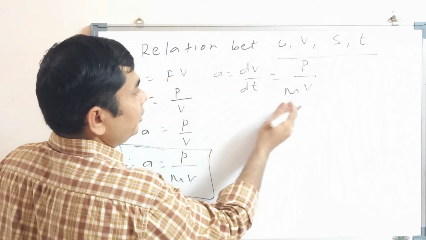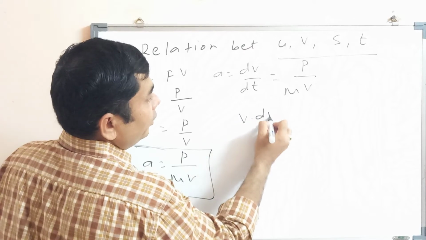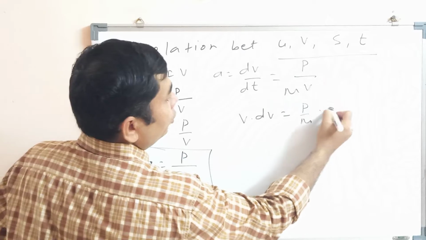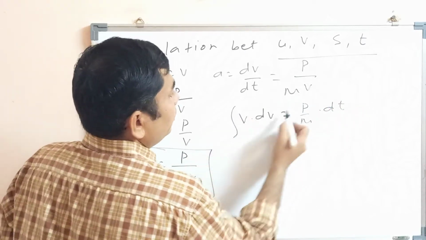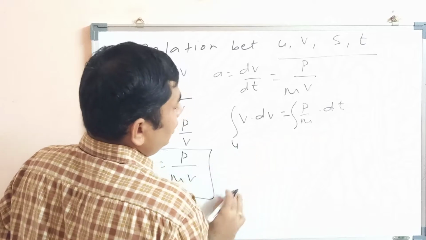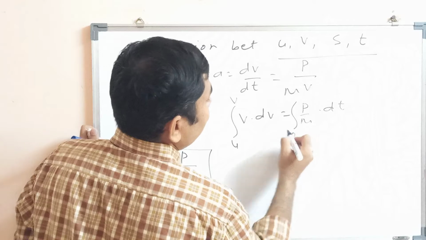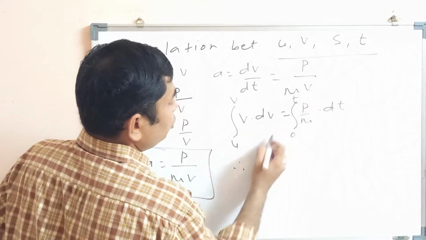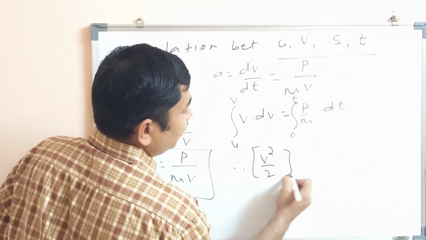वेरिएबल्स को सेपरेट करते हैं, v इस तरफ लेके आएंगे. सो v इंटू dv इज इक्वल टू p अपॉन m इंटू dt. सो वी विल इंटीग्रेट बिटवीन द लिमिट्स. इनिशियल वेलोसिटी क्या थी? u. फाइनल वेलोसिटी क्या है? v. ओके, सपोज इनिशियल टाइम इज 0, फाइनल टाइम इज t. सो देयरफॉर अब इसको इंटीग्रेट करेंगे. v का इंटीग्रल है v स्क्वायर बाय 2. लिमिट्स रखेंगे u टू v.